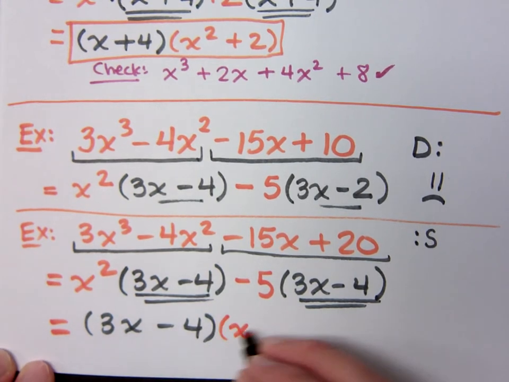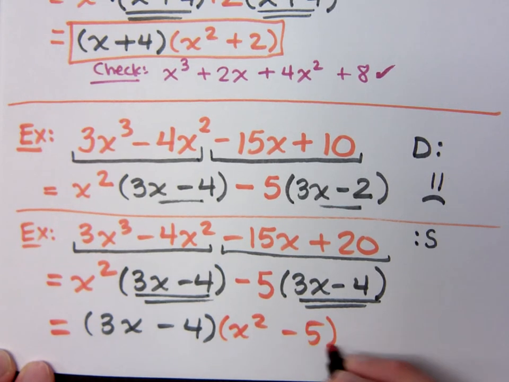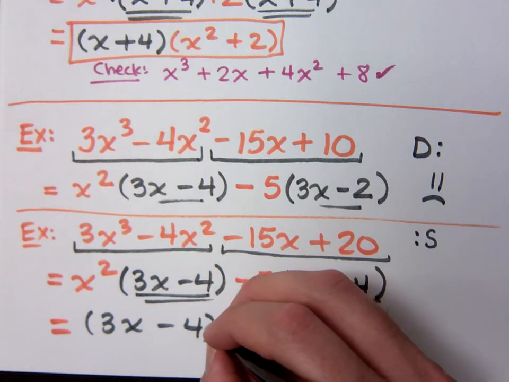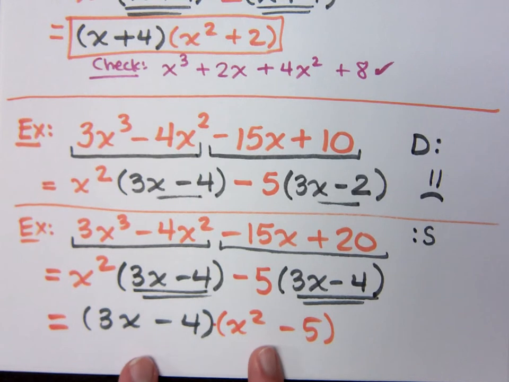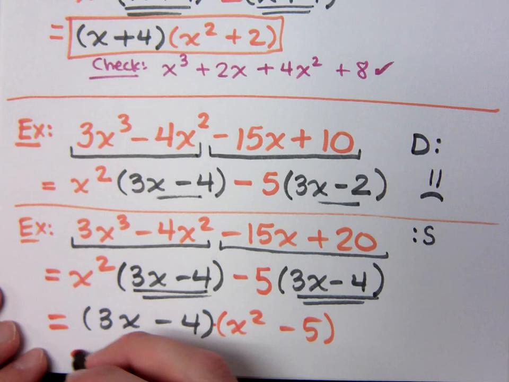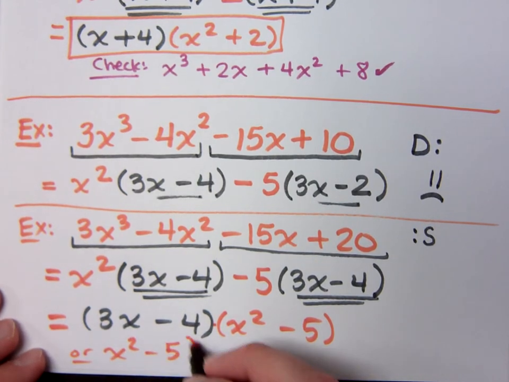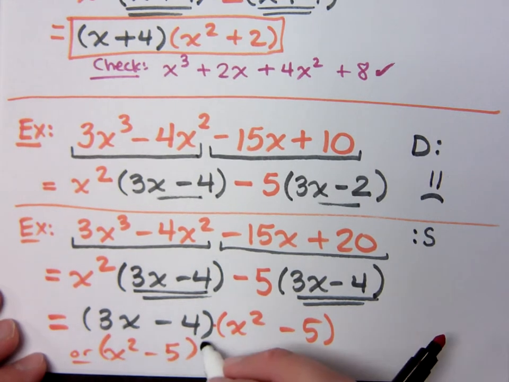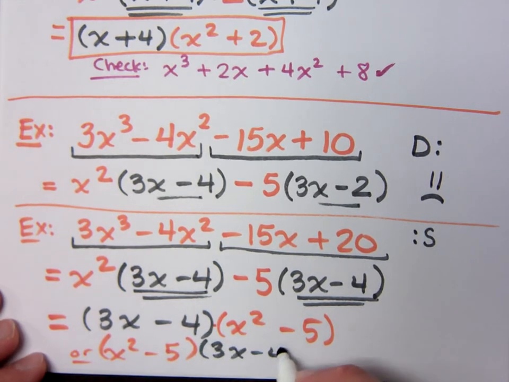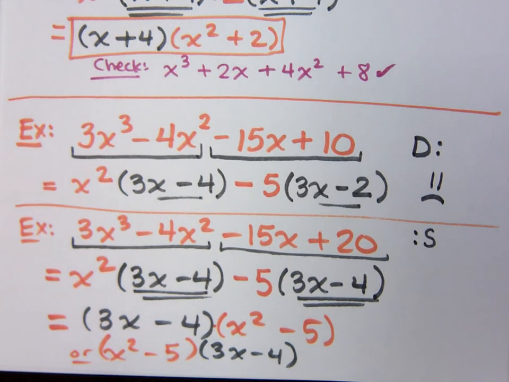Now, some students may argue with me, saying, well, this is just one answer. There is really just one answer. The only difference that there may be, since this is multiplication, what do we say is the great thing about multiplication? Order doesn't matter. So if you wrote it like this, or if you were to say x squared minus 5 times 3x minus 4, isn't that the same thing? Still the same thing. I don't really care exactly how you write that, as long as you have the correct factors there.